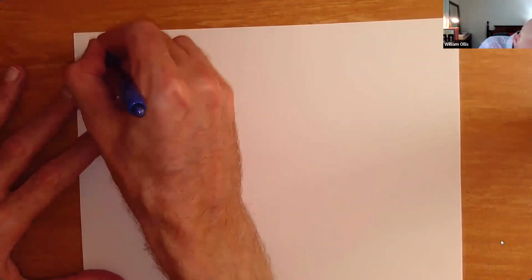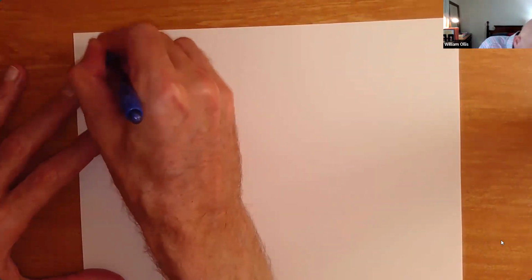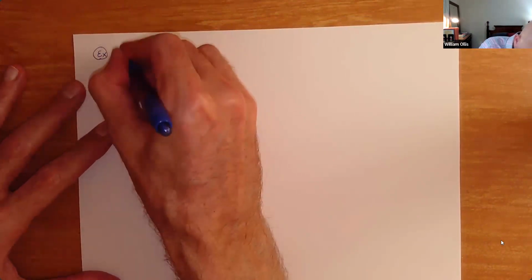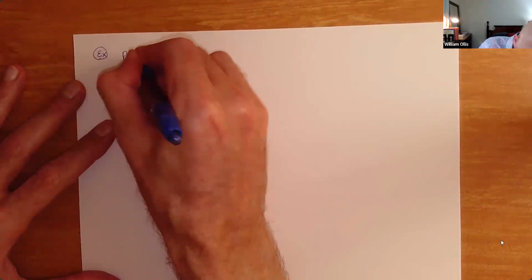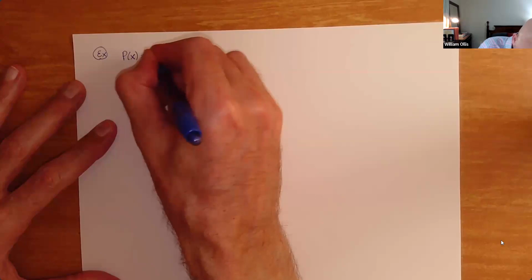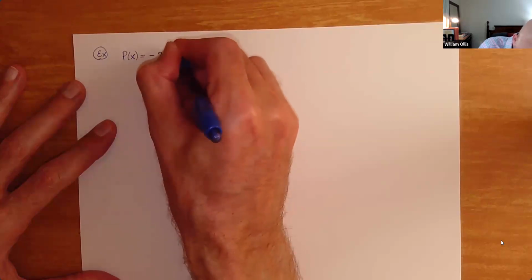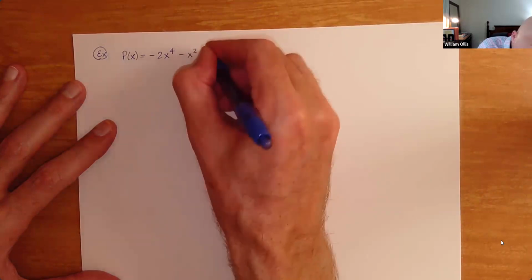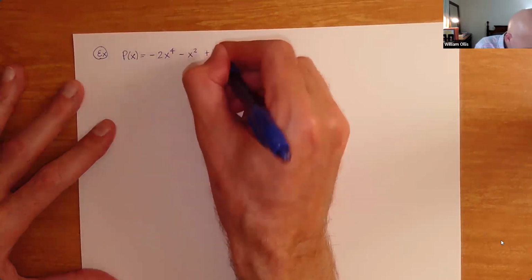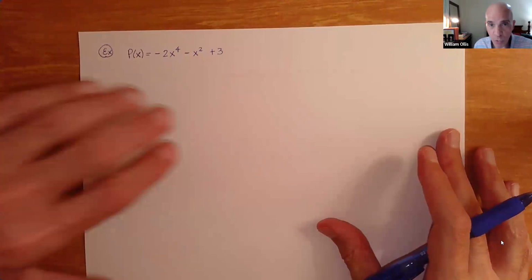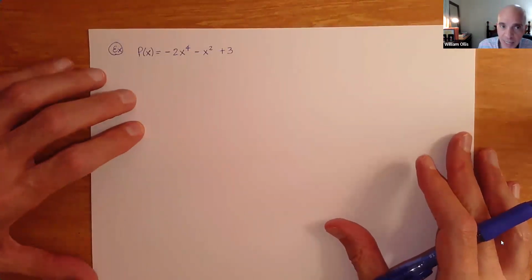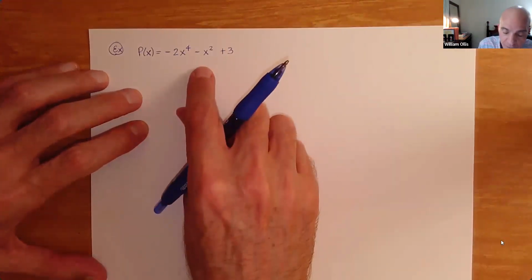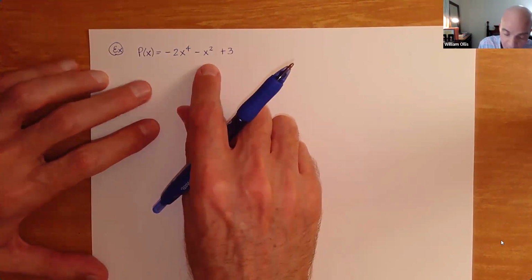It's also degree 4, but I think it's interesting. So we have P of x equals negative 2x to the 4th minus x squared plus 3. Now, I threw in some negatives here just so we get some practice with them. And also, I've set this up so that we actually can factor it.